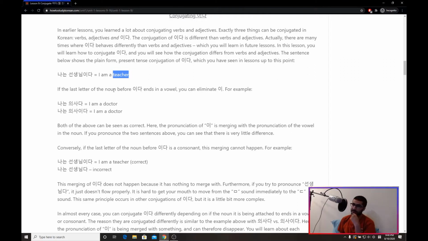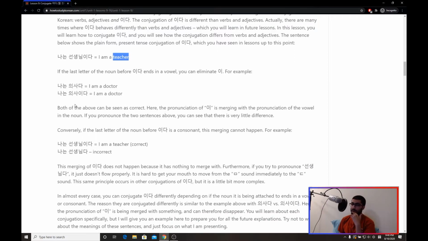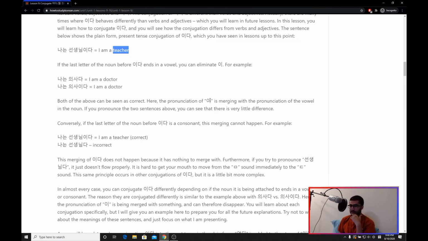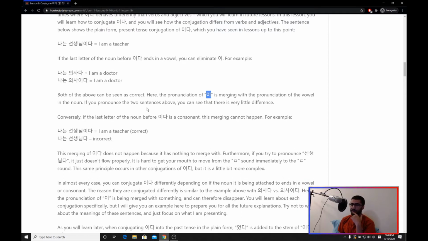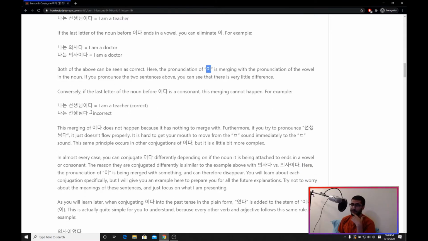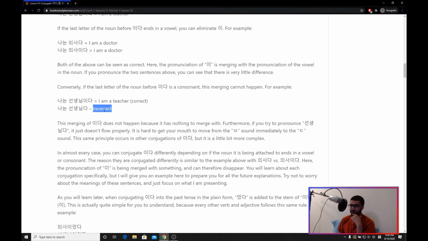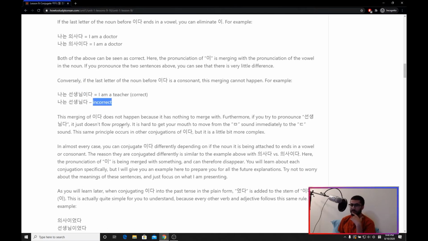Sorry. If the last letter of the noun before ida ends in a vowel, you can eliminate 이. So 나는 의사다. You can also say 나는 의사이다. And both of them can be correct. Usually you just merge the pronunciation of the vowel in the noun. If I were to say both of these really quickly, you wouldn't notice a difference. That's why you can just say 다. It does make a difference if there is a 받침, so you can't say 선생님다. That doesn't really work. It also just doesn't flow.